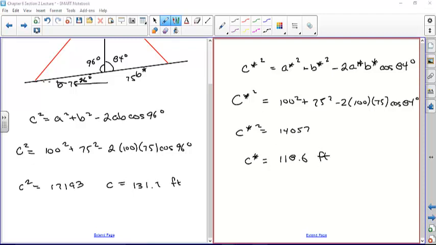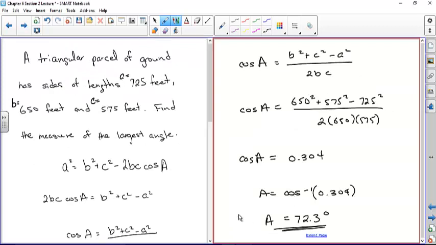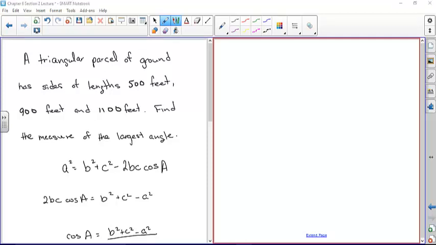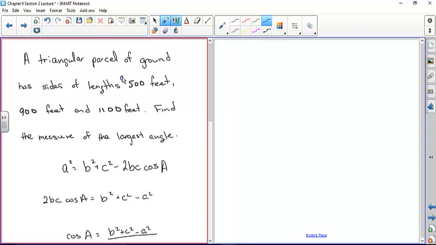Okay, now the final problem. Use the law of cosines or the law of sines to find one of the other angles. Okay, so we have one more problem. We have a triangular piece of ground that has lengths of 500 feet, 900 feet, 1100 feet. Find the measure of the largest angle. So the largest angle is going to correspond to this 1100 feet distance. So let's go ahead and assign some letters here. I'm going to call this length A, this length B, and this length C. And we're going to ignore that for right now.